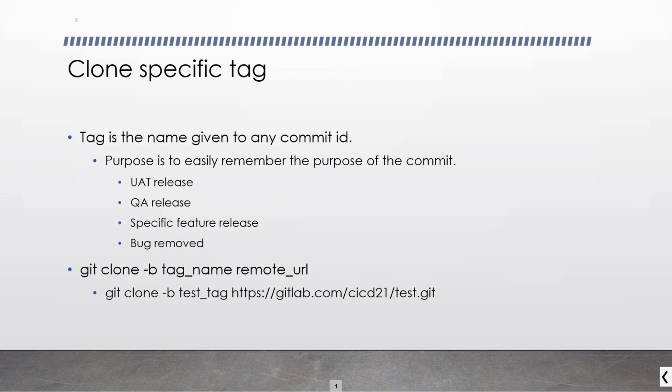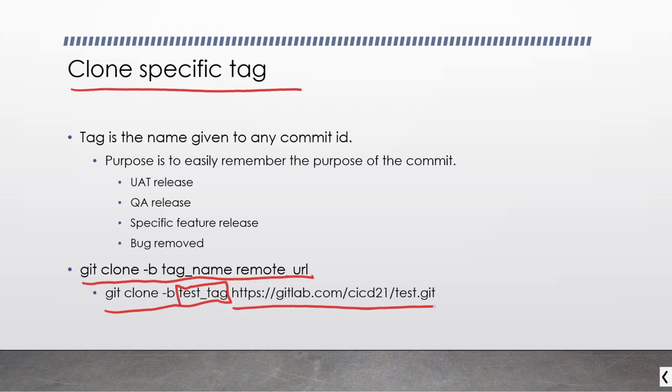In case you want to clone a specific tag, the command is git clone -b tag name remote URL. So it will be like git clone -b test, where test is the tag name, followed by the HTTPS remote repository URL. A tag name is the name given to a specific commit ID. The purpose is that we can easily remember that commit ID, because a commit ID is quite difficult to remember.